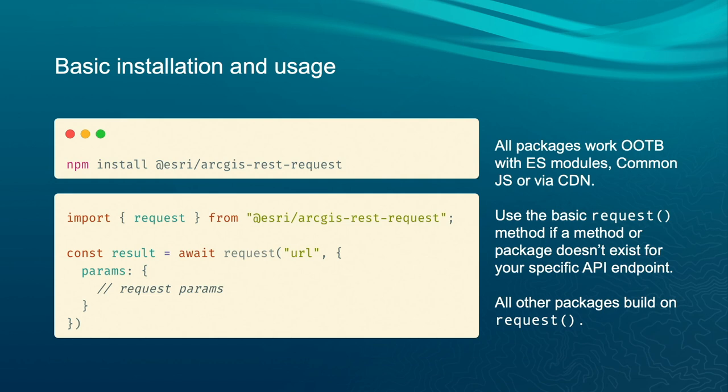And at the core, everything builds on this foundational request method. This is really just, I need to make a request to an ArcGIS service URL with some parameters, optionally with some authentication. And that's your base method for talking to any service. So sometimes you might find something that we haven't explicitly wrapped in REST.js. You can always fall back and get a lot of the same handling and logic using request, and you just have to put the full URL in.